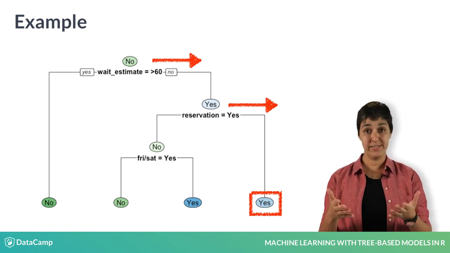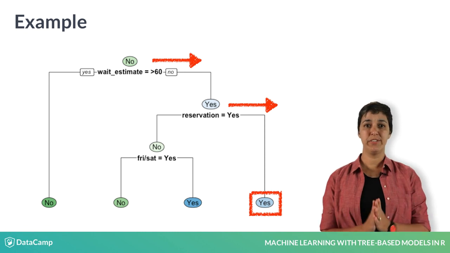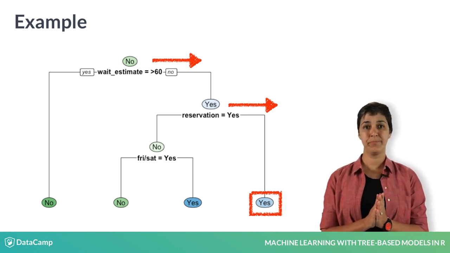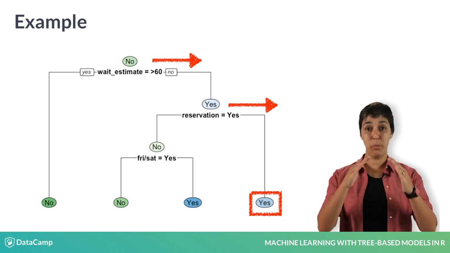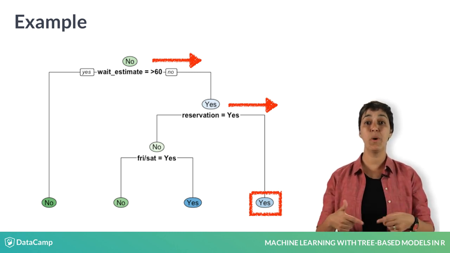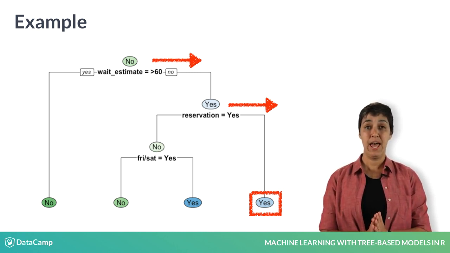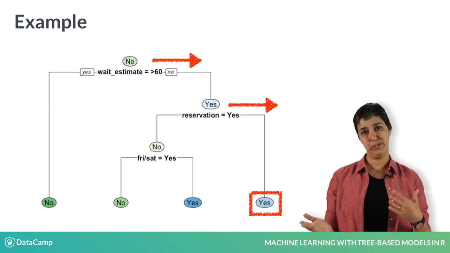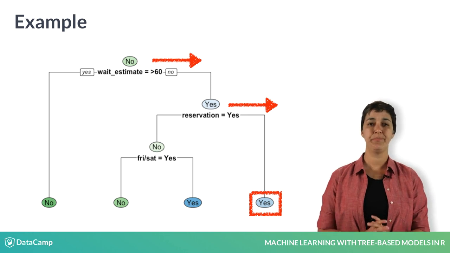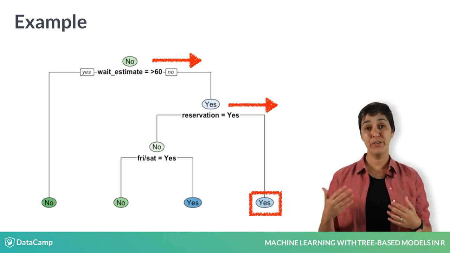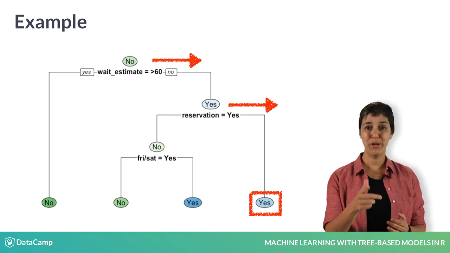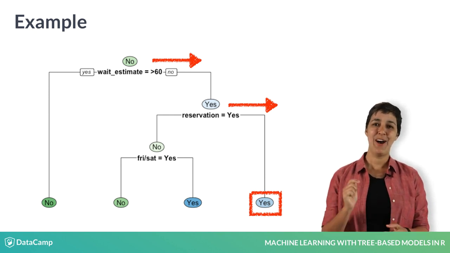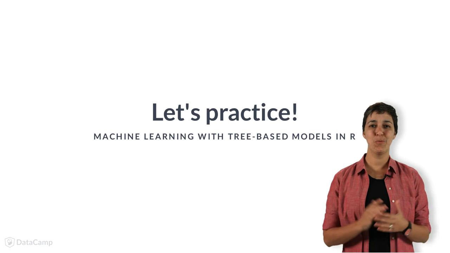If the answer is yes, then you go to the left at the split. And if the answer is no, then you go to the right. At the next node, you repeat the process until you end up in a leaf node, at which point you have the predicted outcome to wait or not to wait for your friend. So according to the model, will your friend wait for a table? Yes. Now it's your turn to practice what we covered.